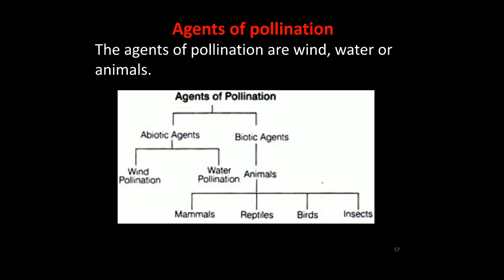Abiotic agents are wind and water. Biotic agents are animals. Animals like mammals, reptiles, birds and insects.